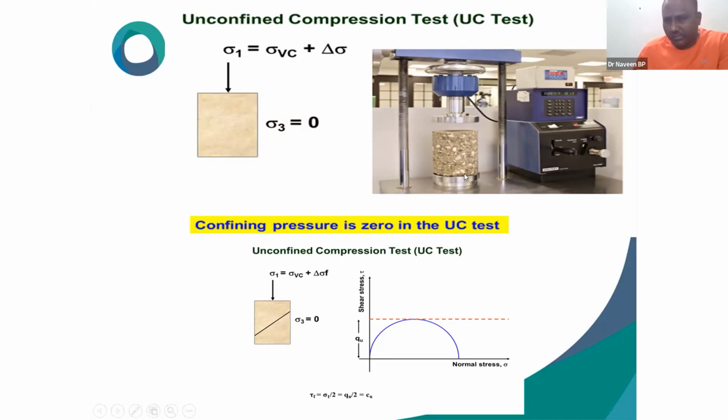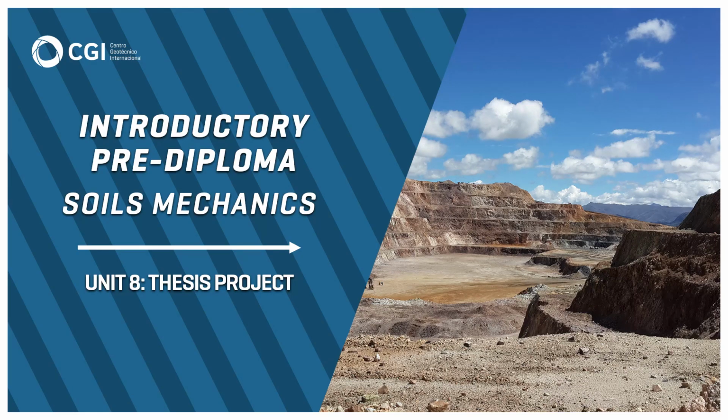There will be no sigma 3. It will be 0. You are directly applying only a deviatoric stress. That's why it is starting from 0. This is unconfined. There, the confining pressure is 0.